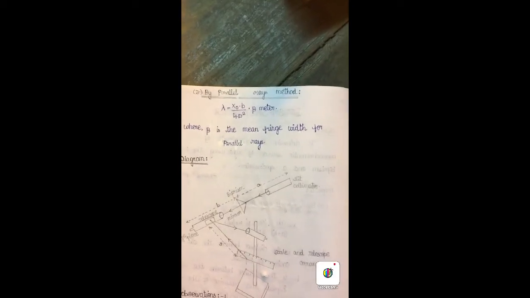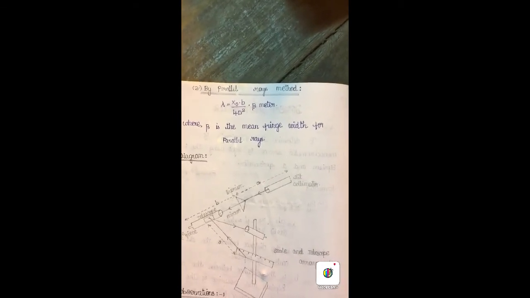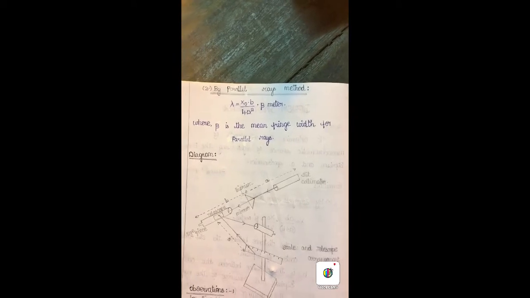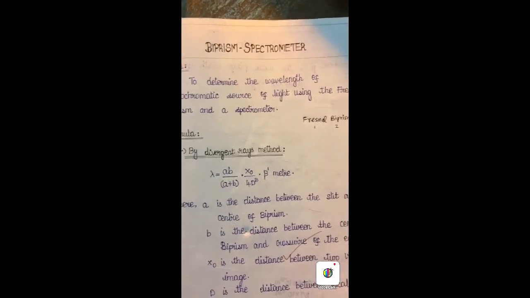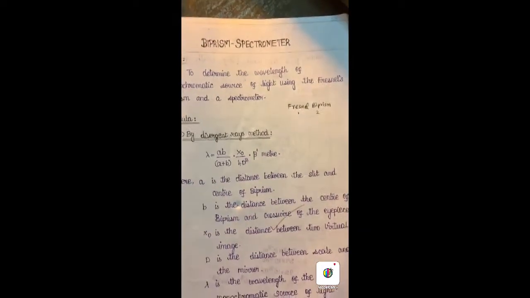In this experiment, we are going to measure the fringe width by forming the fringes through the parallel rays method and the divergent rays method. In both methods, we require the B value and the D value. Similarly, in the divergent rays method, we require the A value also. So let's see what A, B, and D are.